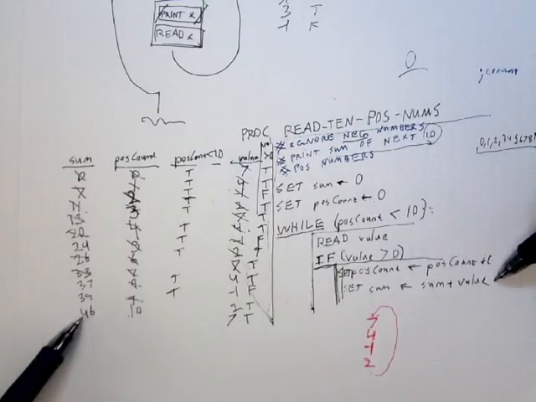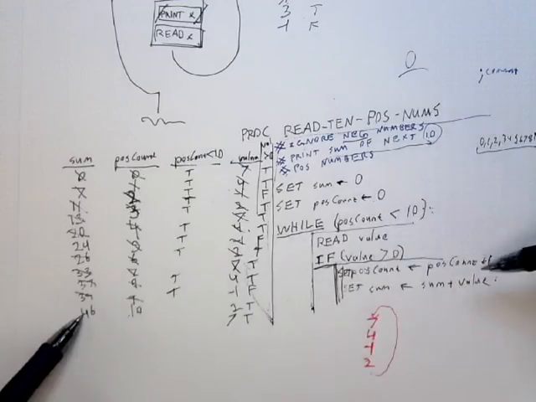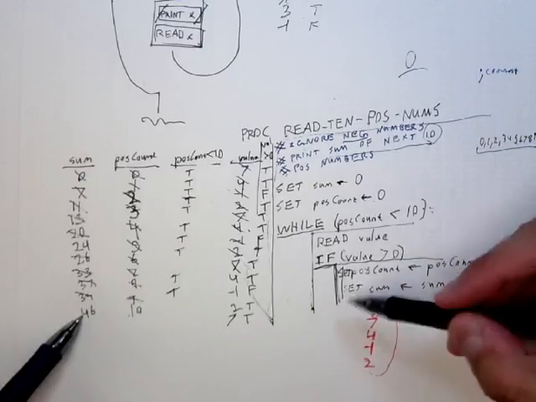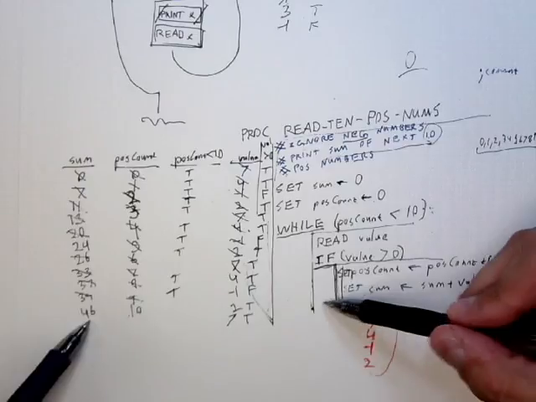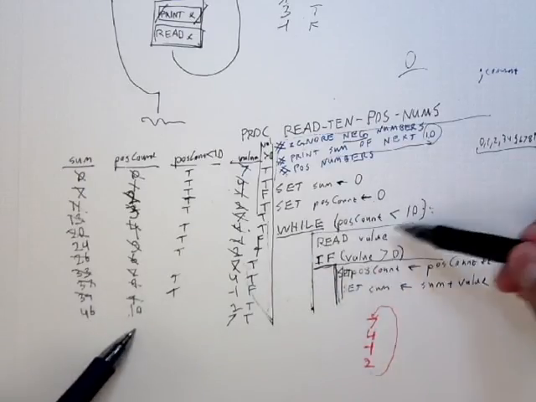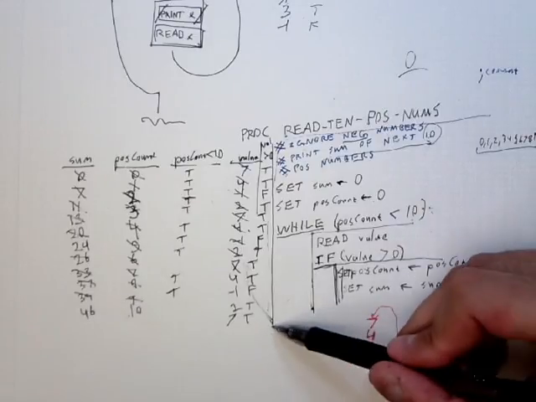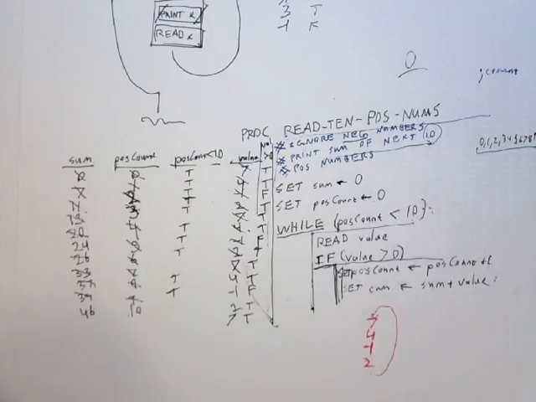Notice that we incremented sum after we updated pos count still. Only now, after we've set sum equal to sum plus value, do we come back and check the condition. 10 less than 10 is false. So now we're outside the loop and we're done with the program.